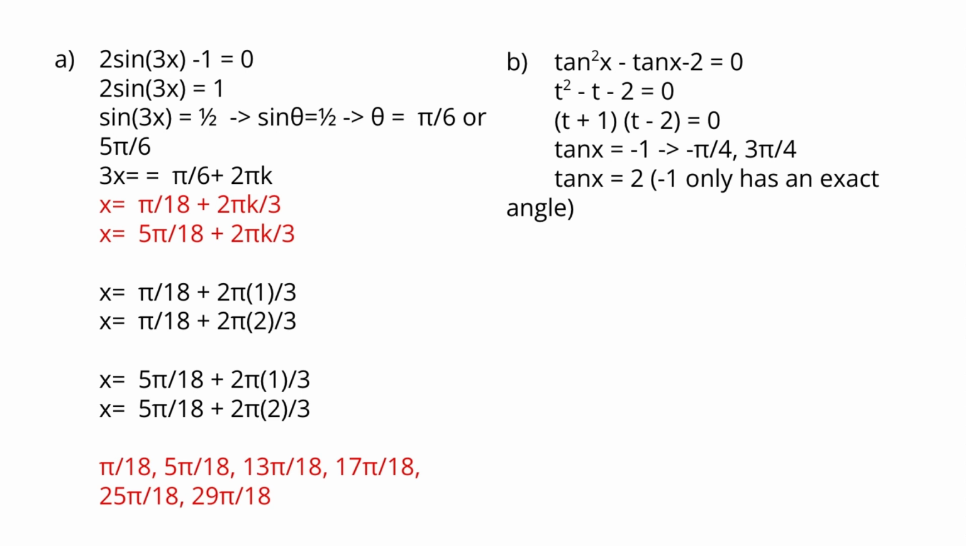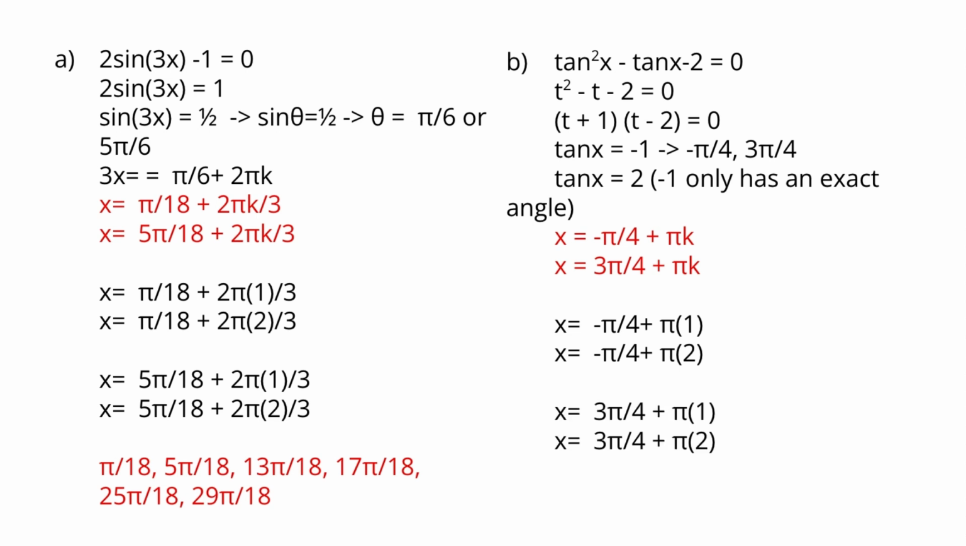So when tangent is at negative 1, the angle is negative pi over 4 and 3 pi over 4. And tan x is equal to 2 doesn't have an exact angle. So using negative pi over 4 and 3 pi over 4, we can create the equation x is equal to negative pi over 4 plus pi k, and x is equal to 3 pi over 4 plus pi k.